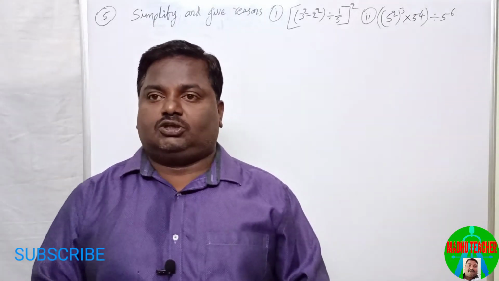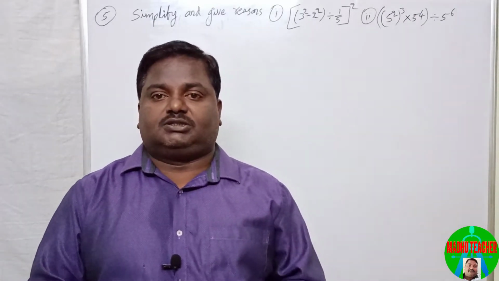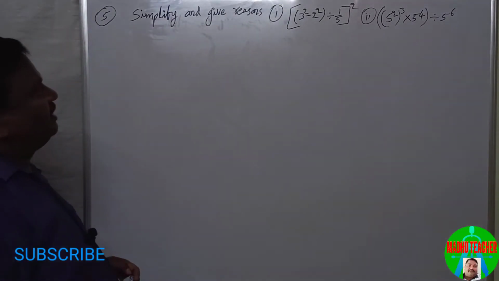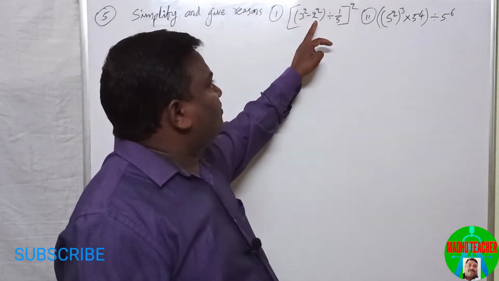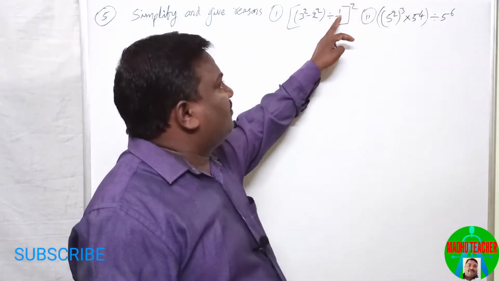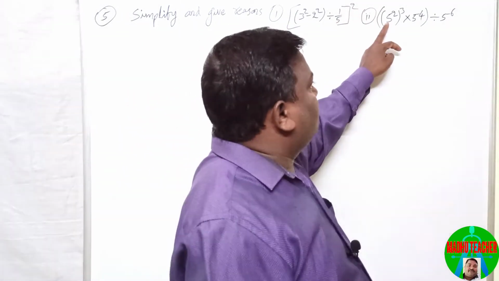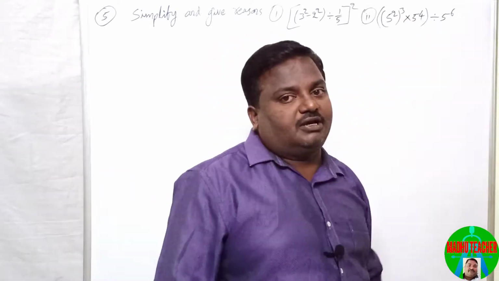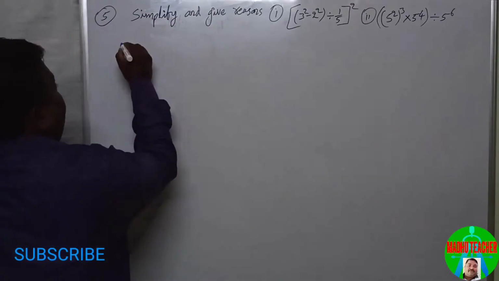Hello everyone. Today we are going to solve the problems from fifth bit. Let us see. So what is the fifth question? Simplify and give reasons. In that first one, 3 square minus 2 square divided by 1 by 5 whole square. Second one is 5 square whole to the power of 3 into 5 to the power of 4 divided by 5 to the power of 6. So I am taking first one.